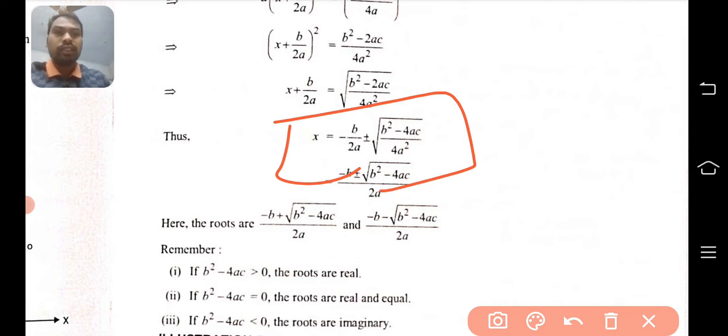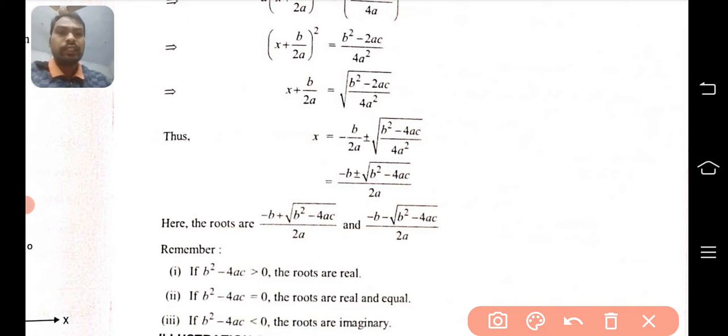So here we get x equal to minus b divided by 2a plus or minus the square root of b square minus 4ac divided by 4a square. In this notation we get minus b plus or minus the square root of b square minus 4ac divided by 2a. What are the roots? Minus b plus the square root of b square minus 4ac divided by 2a, and minus b minus the square root of b square minus 4ac divided by 2a.